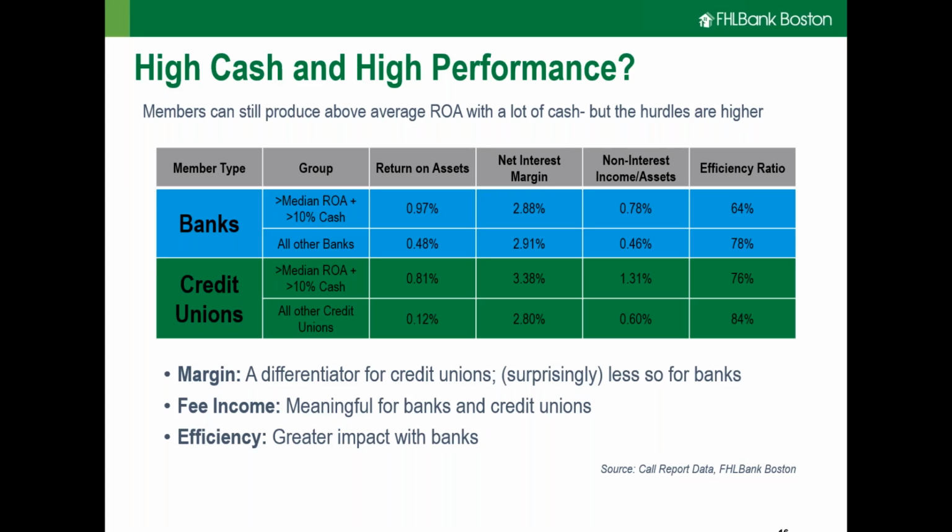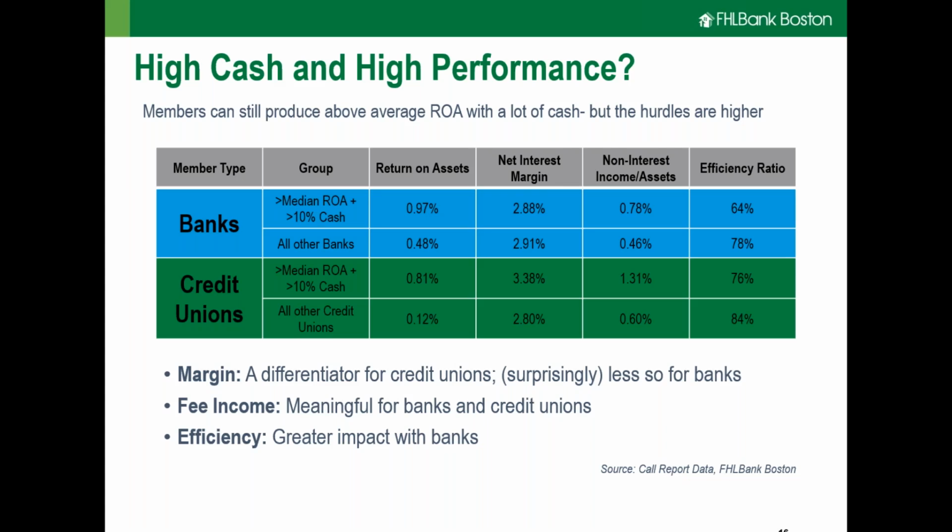And then efficiency played a part for both banks and credit unions, more impactful for banks in terms of the difference in the efficiency ratio for the high performers versus the rest of the crowd. And I think that's attributable to size differences, as the average asset size for banks is a little bit larger than credit unions, so it's a little easier to spread the cost across higher cost bases.